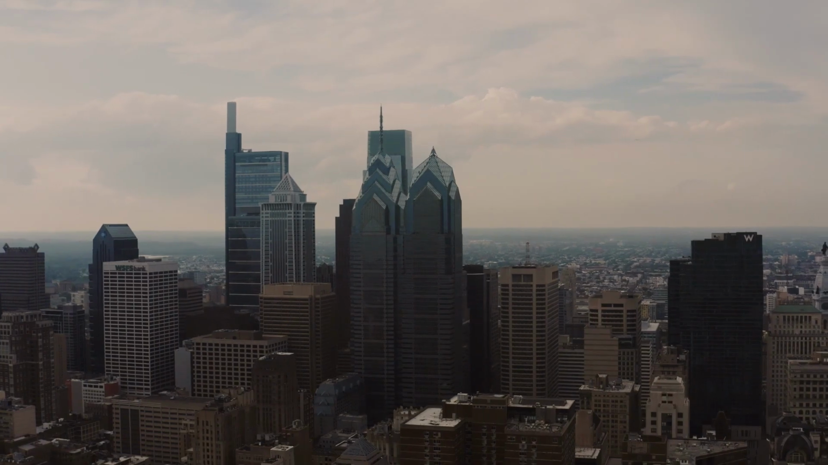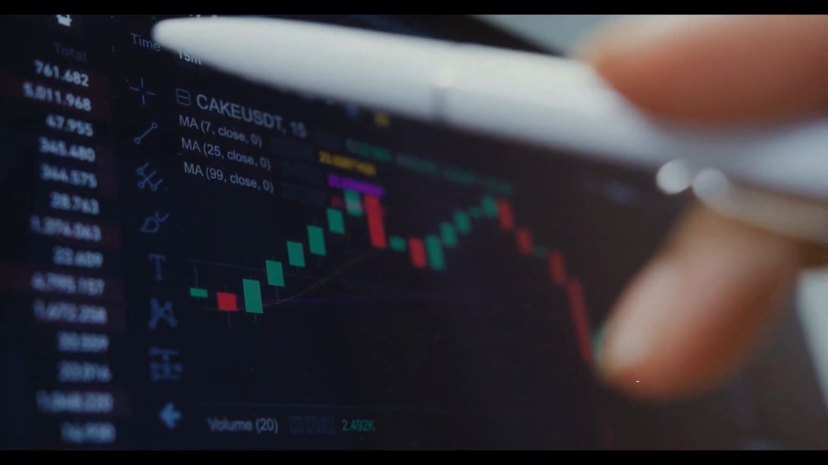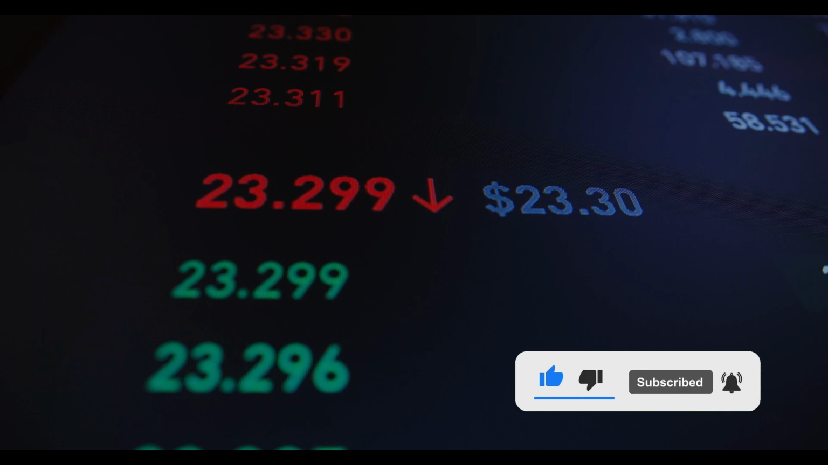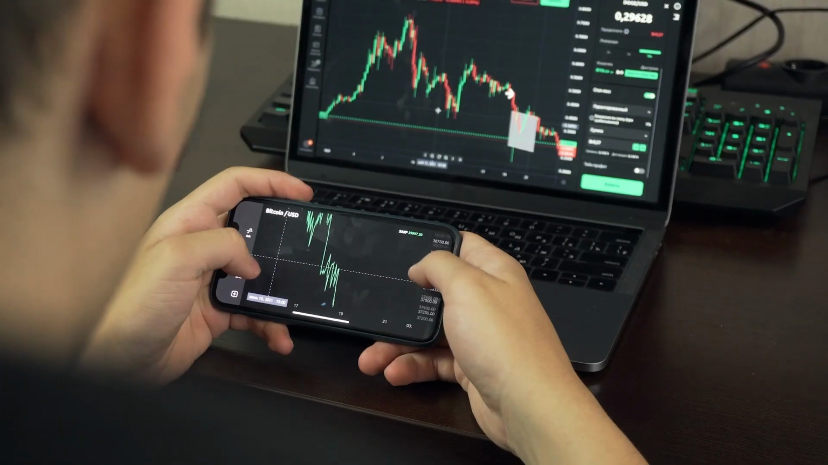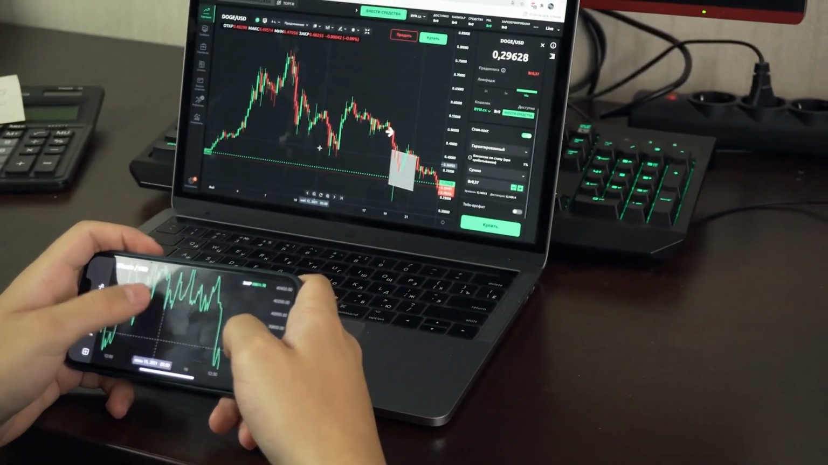It's made up of a network of banks, brokers, dealers, or even governments who trade currencies with each other: the dollar, the yen, the kiwi, the euro, the Great British Pound, the Canadian dollar, the Swiss franc, the Aussie dollar. What is a currency pair? Now, in forex, currencies are traded in pairs, because when you trade forex, you are buying one currency while selling another at the same time.